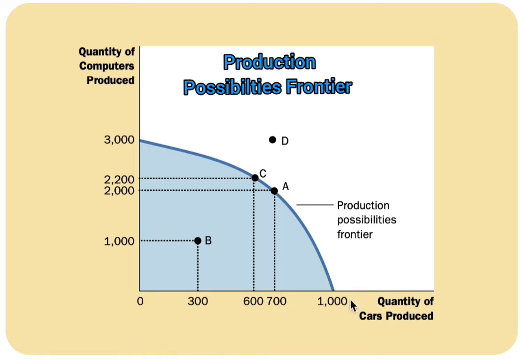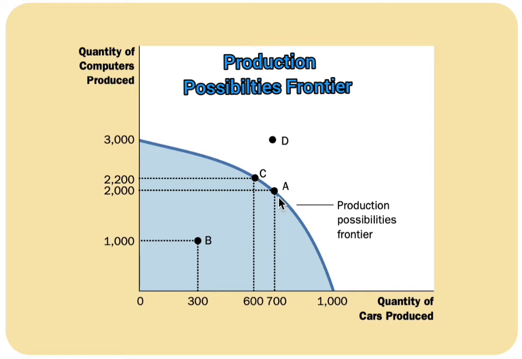The inefficient point is B. Why is it inefficient, or an underutilized point? Because this economy has the capacity to produce more computers with 300 units of cars, or more cars with 1000 units of computers, but it is producing less than that. That means point B shows unemployment, idle resources, or dead capital. Right.